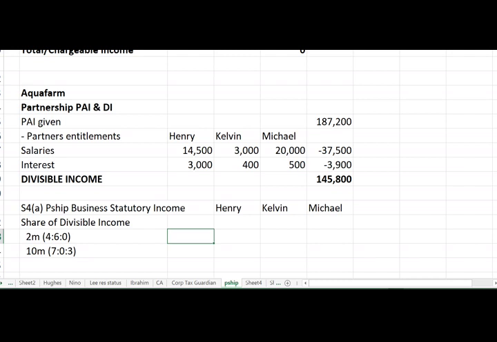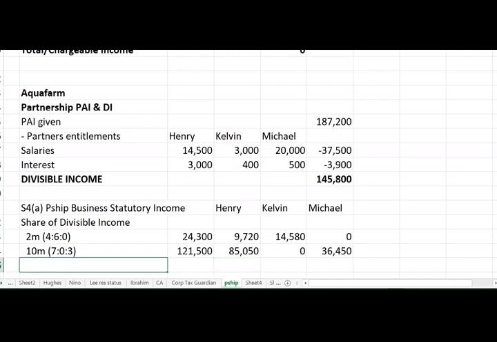Okay? And this amount, if you apportion 2 months, that's the figure. And if you apportion 10 months, that's the figure. And Henry will take this times 0.4. Kelvin will take this times 0.6. And Michael is 0. And in the second part of the partnership, we will take 121 times 0.7. Kelvin is 0 and Michael will be this times 0.3, which is apportioning, okay?